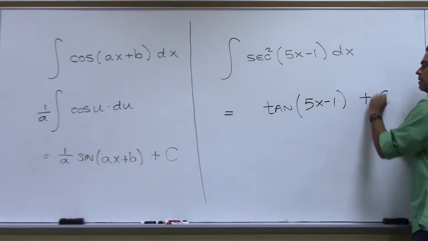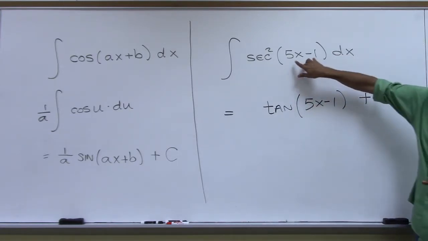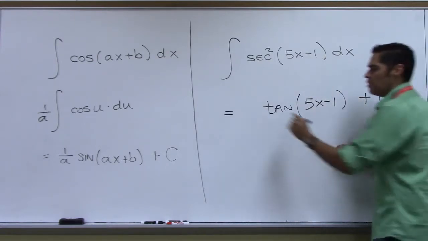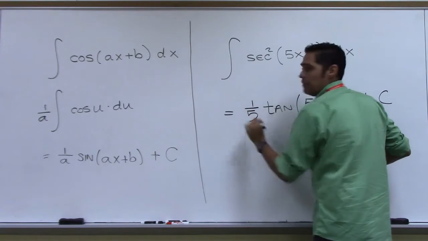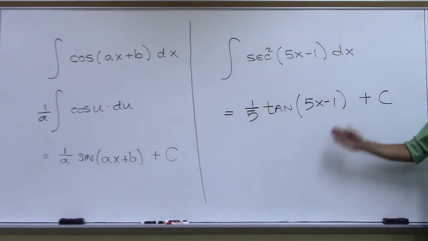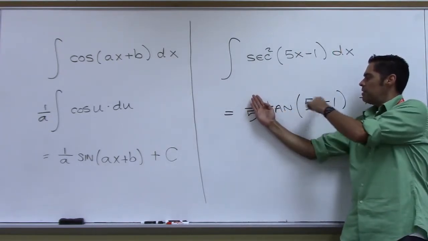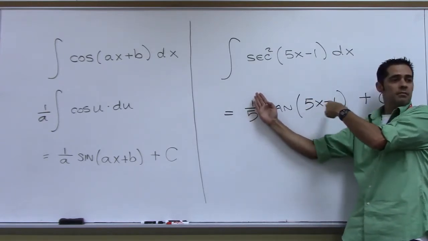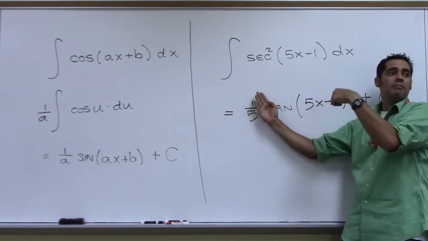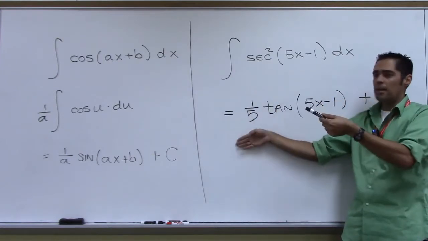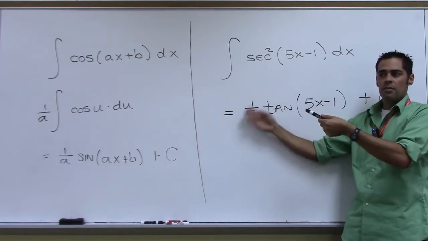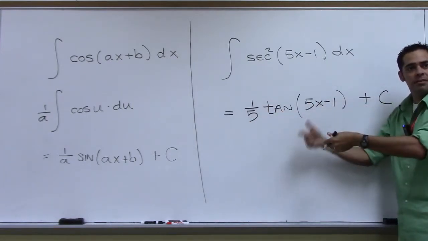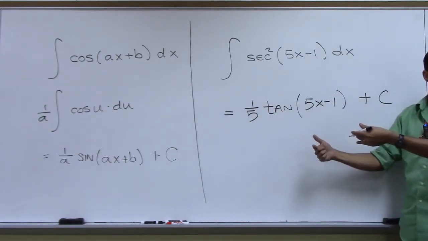Plus a constant. But because this was a linear expression, what's the number that was in front of x? 5. I know I'm definitely going to have to scale it by 1/5. And you can check it yourself. Take the derivative of this. What's the derivative of this? Well, secant squared of this, right, times the derivative of what's inside. What's the derivative of what's inside? 5. Well, I just killed off the 5. So that 1/5 will always kill off that chain rule when you take the derivative. Does that make sense? Okay.